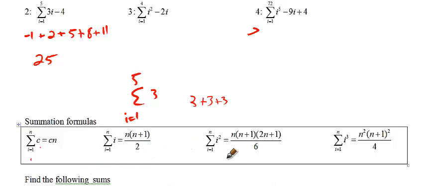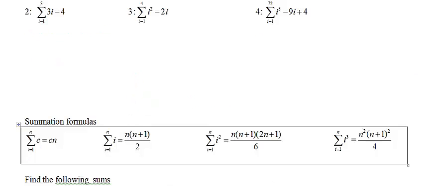Okay? And then you get more complicated formulas, and you can prove these with something called mathematical induction, where you show that they work for a couple of them, and then assume that it works, and show that it will work for the next one. It's kind of a tricky one, but you can use it to prove any of those. All right, let's try to use some of these formulas.